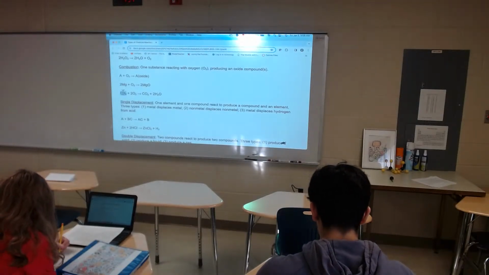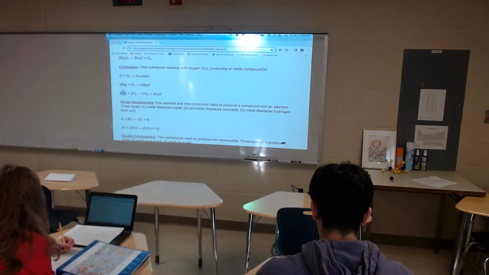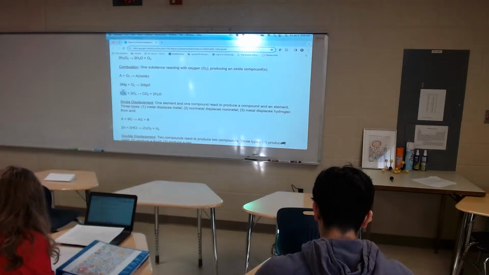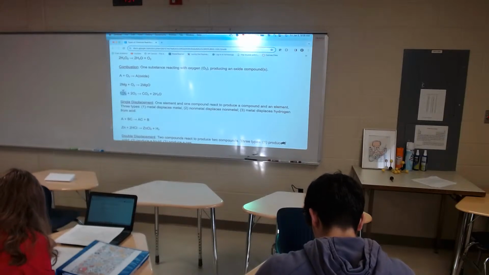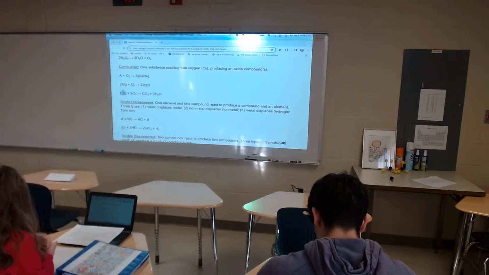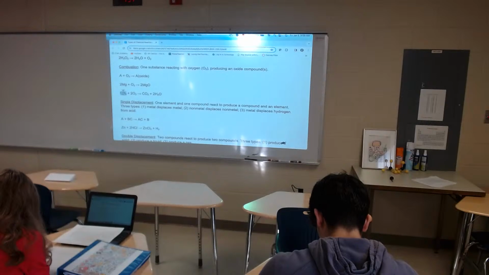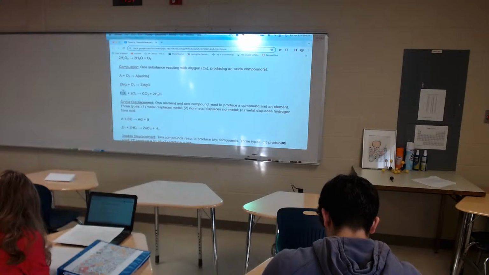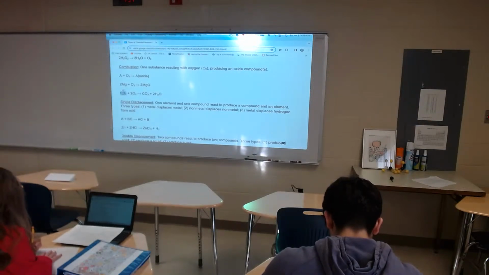Side note, this will definitely be on the test too. If you have a compound that has just carbon, hydrogen, and oxygen, the products will also be CO2 and water. If the compound contains carbon, hydrogen, and oxygen, and you burn it, the products are CO2 and water. Okay, you got that?